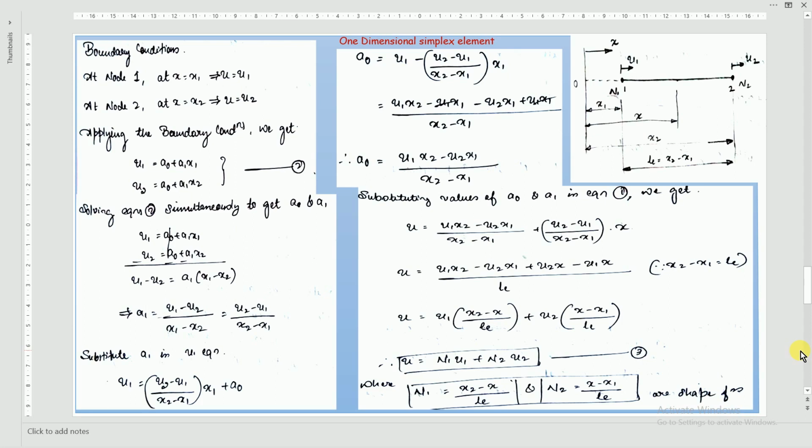Understood, right? It's the same concept, all the derivations. Even in terms of natural coordinates also we will derive in the same fashion. We have a polynomial function in terms of global coordinates, a0 plus a1x. If it is in terms of natural coordinates, in place of x it is xi. Again we have to apply the boundary conditions and find out the shape functions.